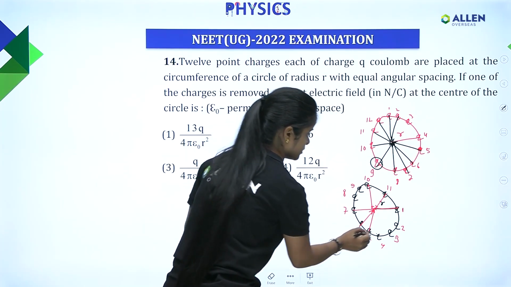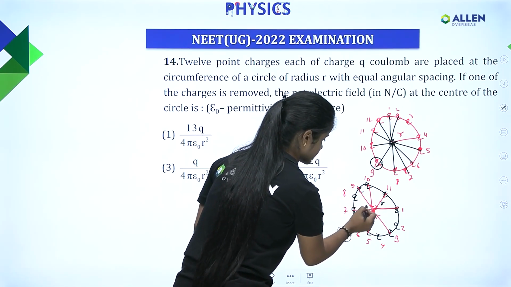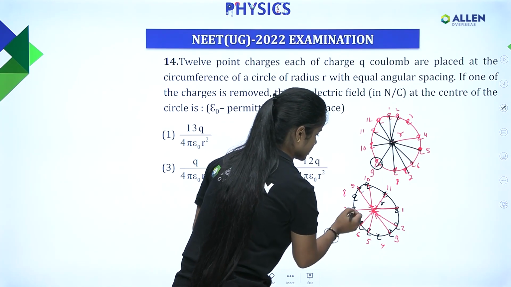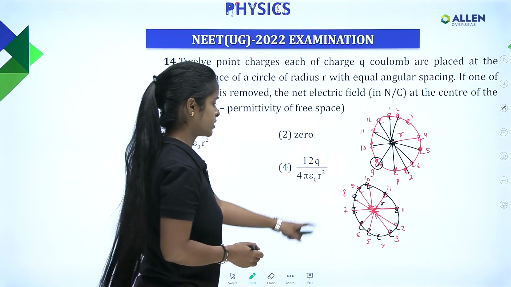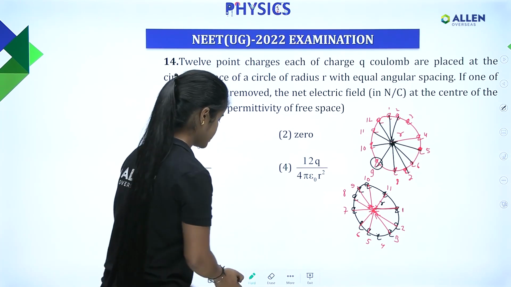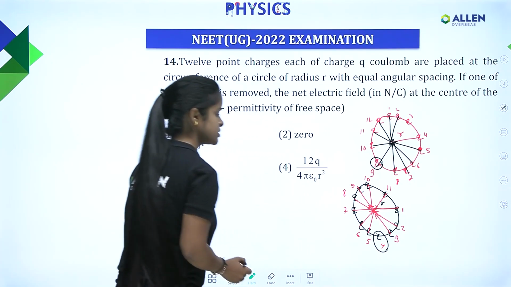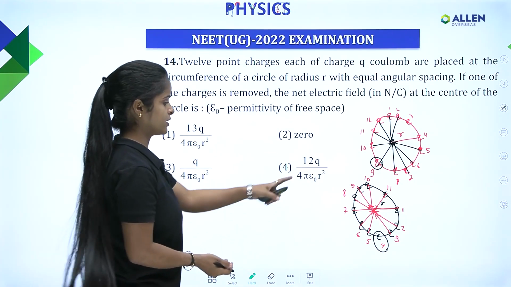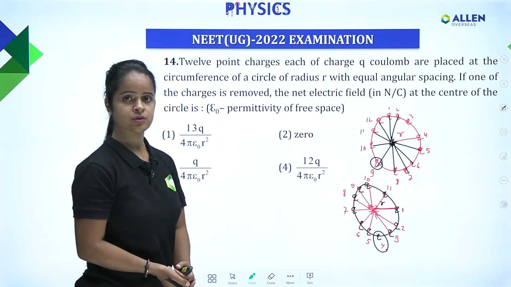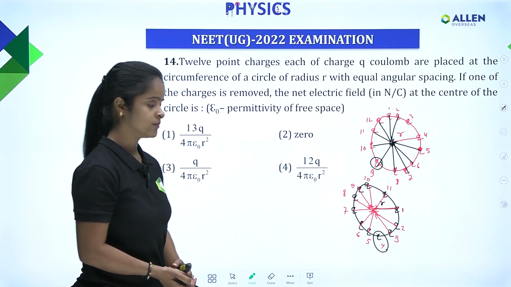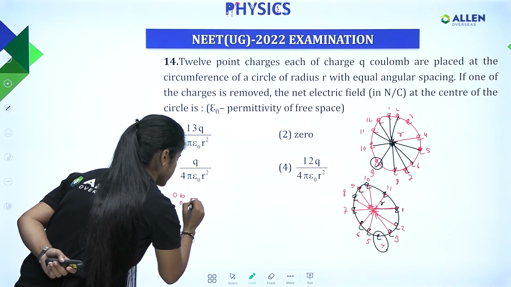Similarly, the electric field produced by the third charge will be cancelled by the 8th one. The electric field produced by the second charge will be cancelled by the electric field produced by the charge placed at the 8th position. So in this condition, if you focus, only this charge will be responsible for the generation of electric field at the center, right? Or you may say only this charge will be responsible for the net electric field at the center, right?